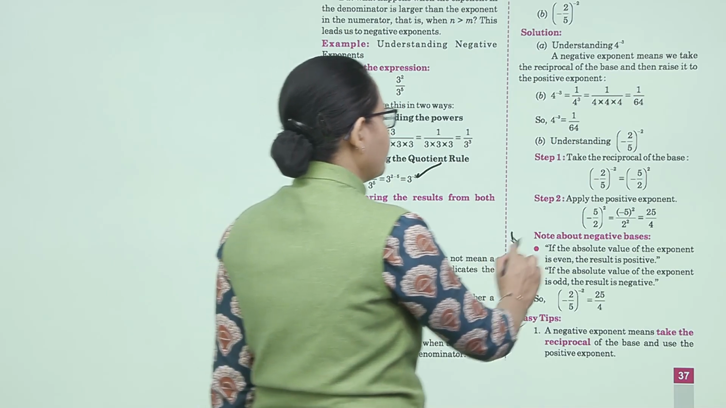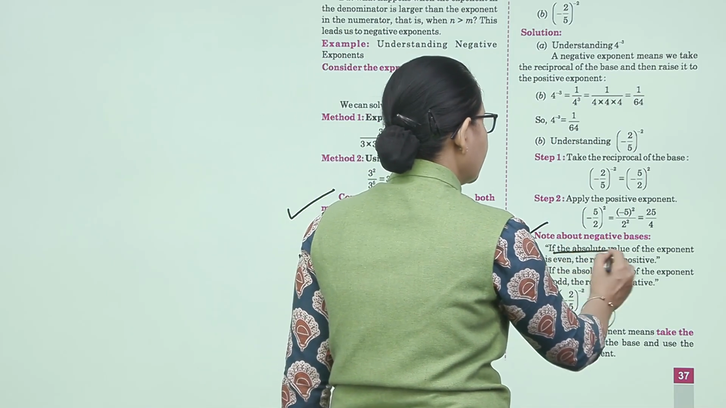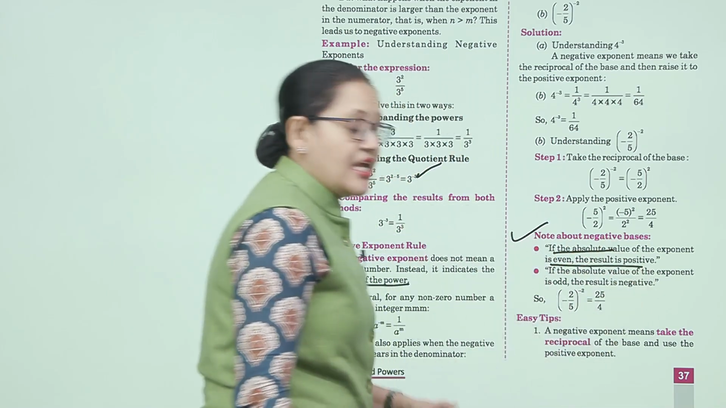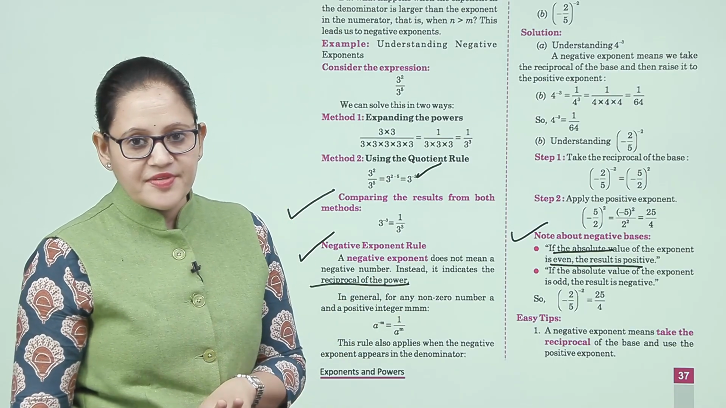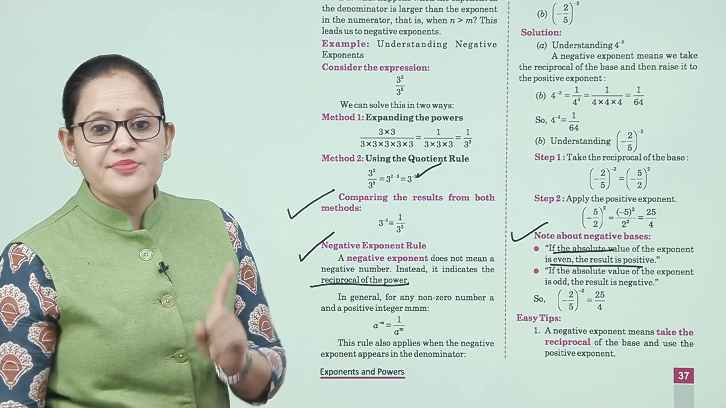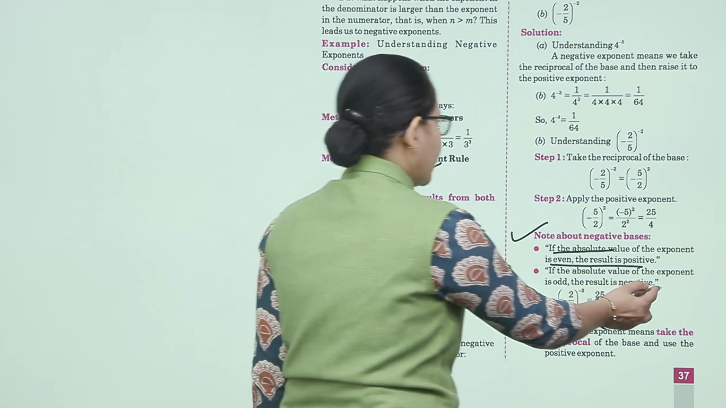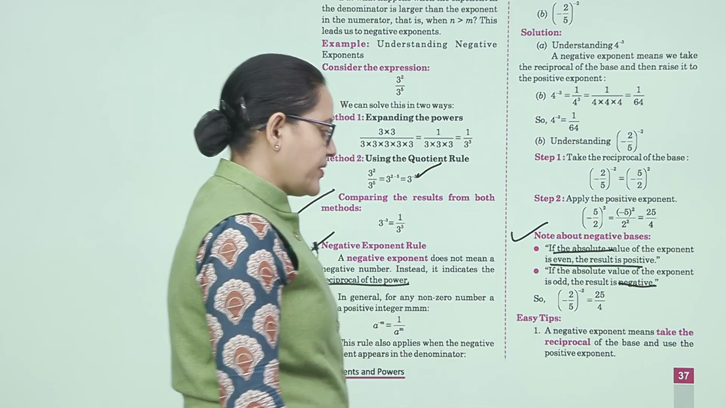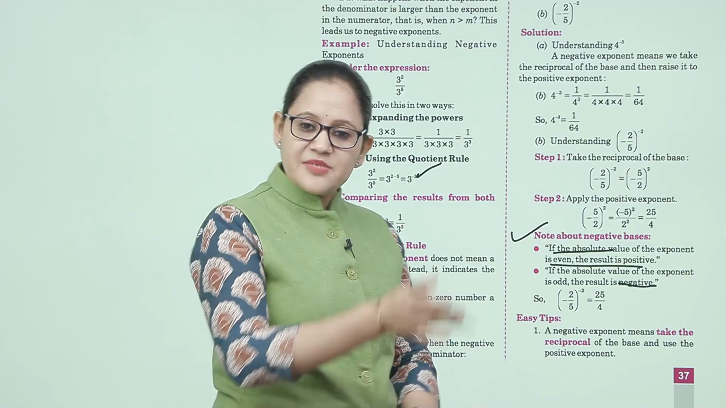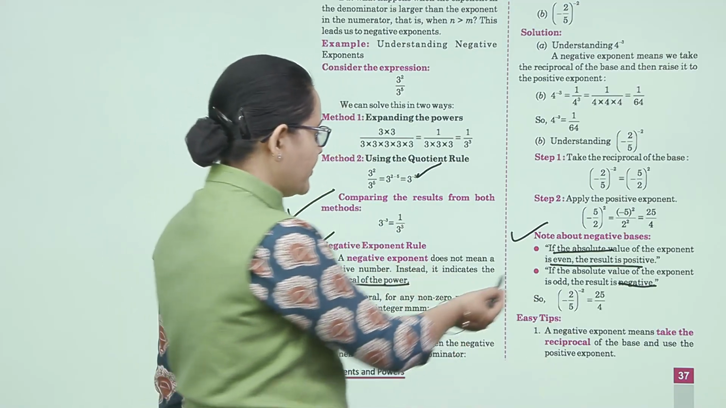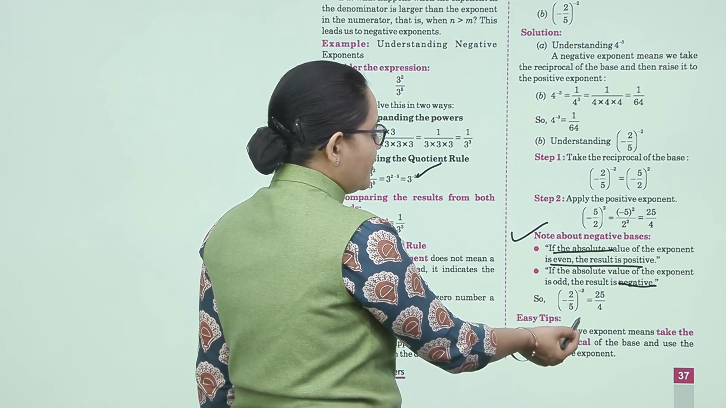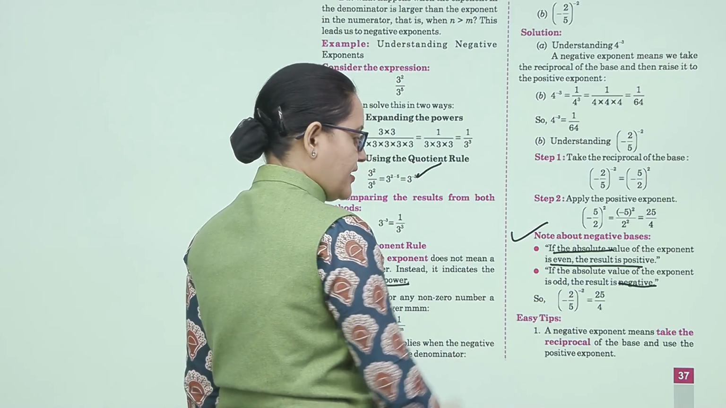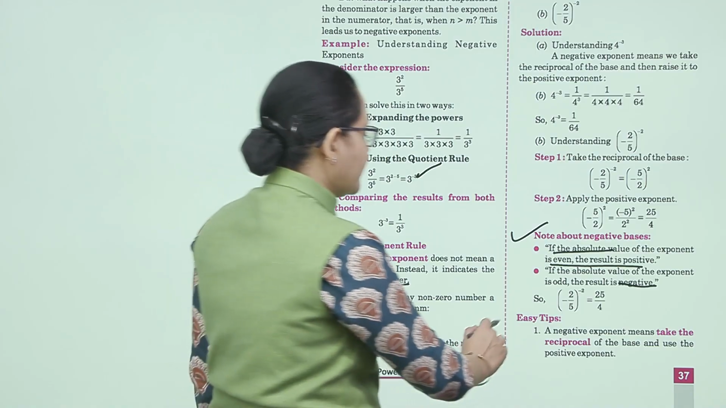Now, note about the negative base. If the absolute value of the exponent is even, the result is positive. If the absolute value of the exponent is odd, the result will be negative. Minus 2 upon 5 to the power minus 2. So we'll reciprocate it to make the power positive because the power is negative here. 25 upon 4. Clear?